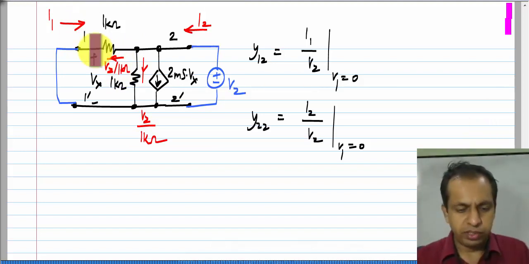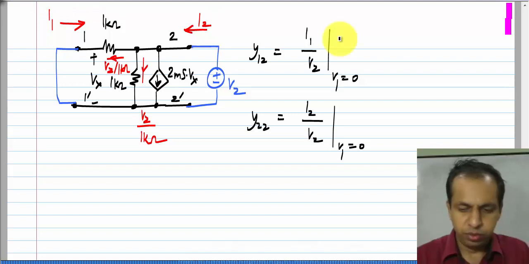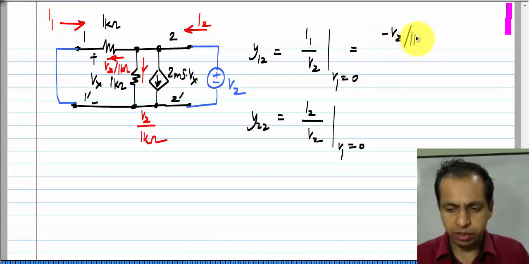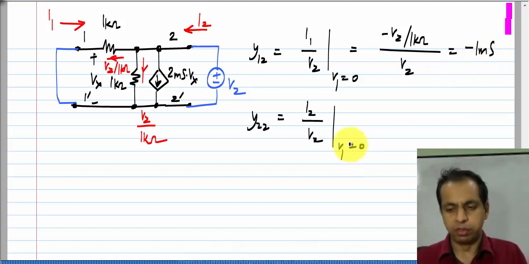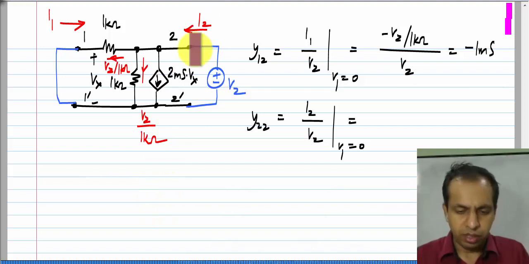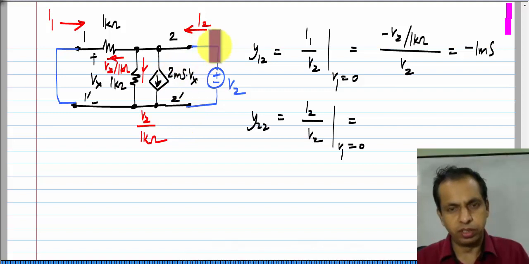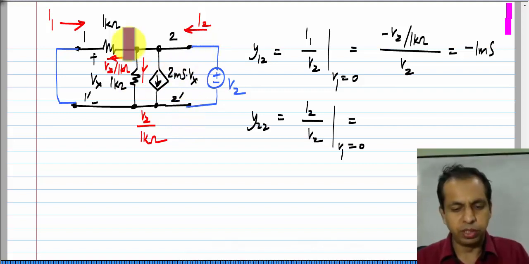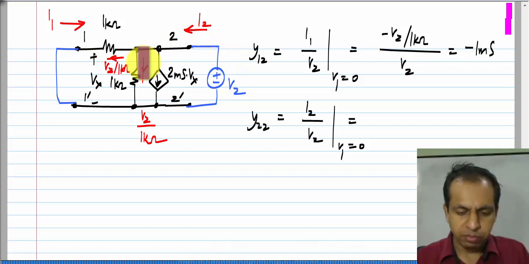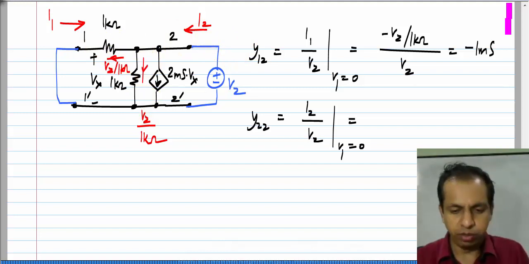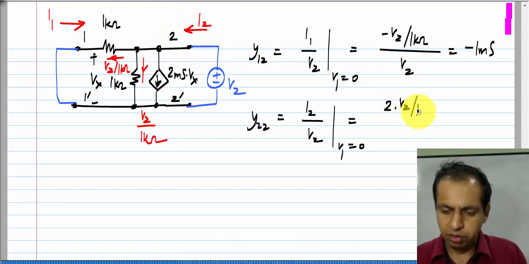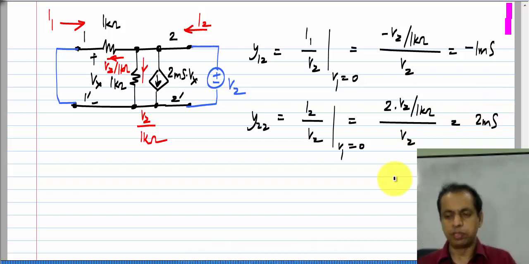So, if I measure I1, it is the same as the current in this resistor and it is in opposite direction to this V2 by 1 kilo ohm. So, we have minus V2 by 1 kilo ohm divided by V2, which gives me minus 1 millisiemen. Okay. And I2, which is the sum of these two currents. In fact, looking from this port, if you look at the conductance seen at port 2, you see that this 1 kilo ohm and 1 kilo ohm are in parallel. So, sum of these two currents V2 by 1 kilo ohm plus V2 by 1 kilo ohm gives me 2 times V2 by 1 kilo ohm divided by V2, which is 2 millisiemens.